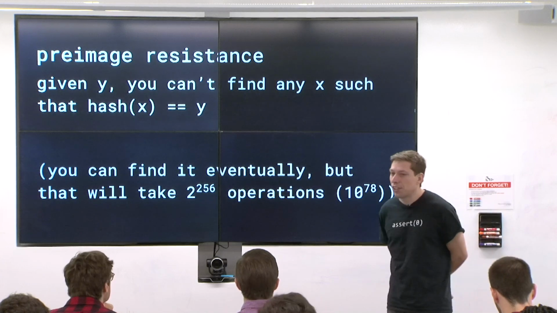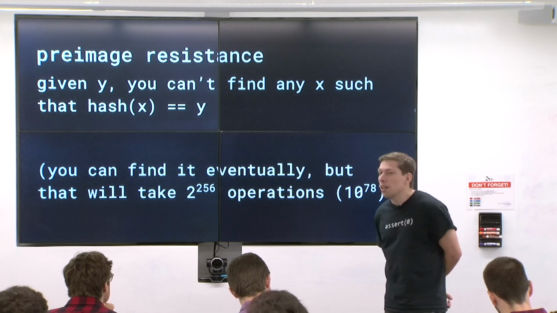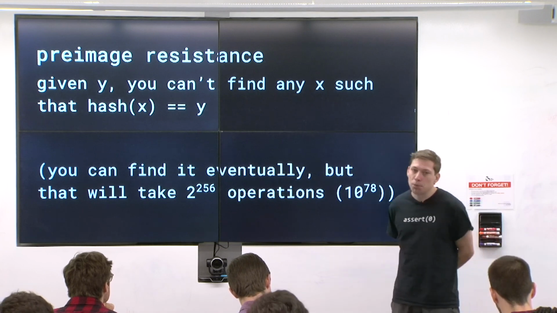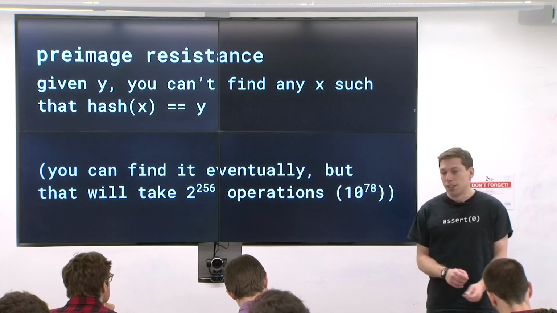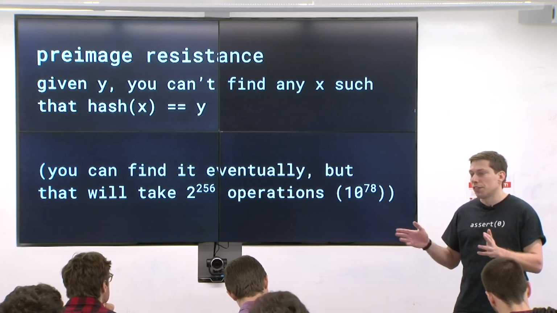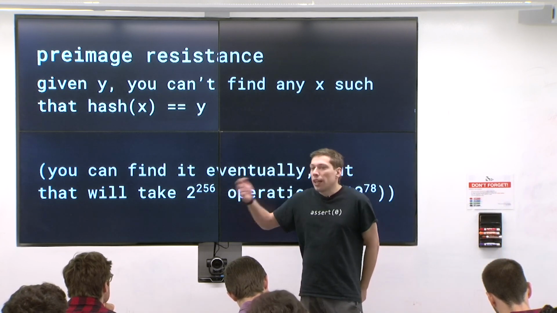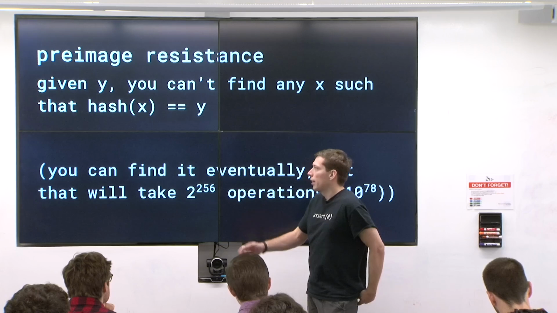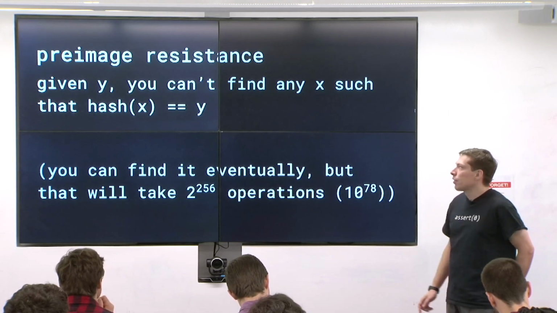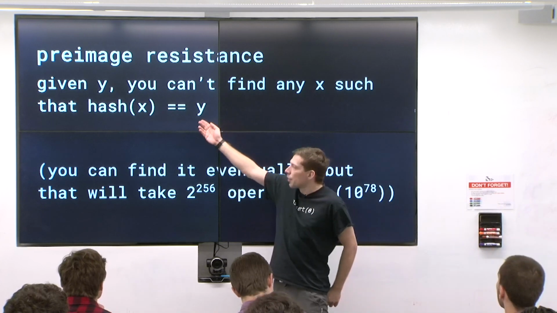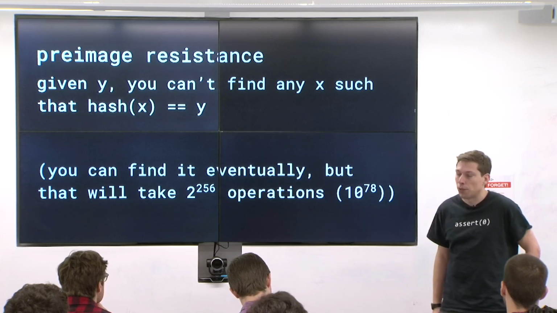So if I give you a hash output, and that's all I give you, you should not be able to find an input that leads to that output. So if I just say, hey, here's a hash output, it's 35021FF, whatever, some long string, you won't be able to figure out what I put in to get that. Of course, you can find it eventually, right? For any given y, there's probably some x. In fact, there's probably a lot of x's that will lead to that y.